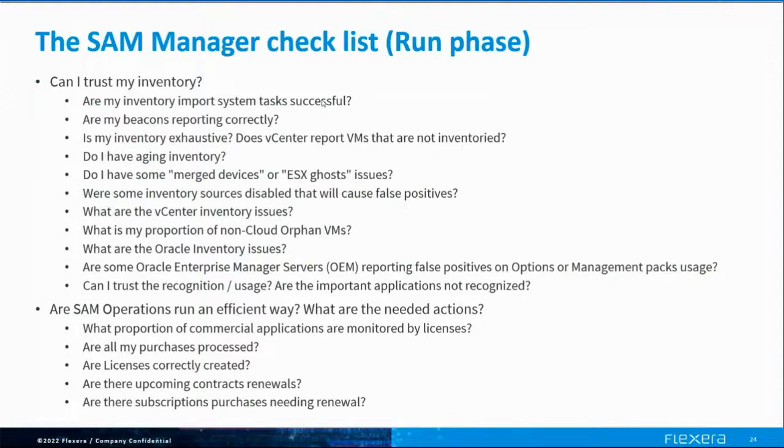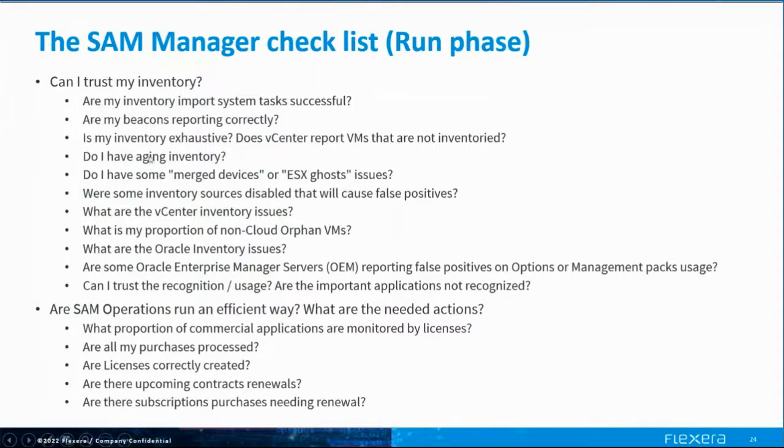Otherwise, your inventory data gets less up to date, and you have less trust in your data. Are my beacons reporting correctly? Are these agents, NDIs, coming correctly through the beacons, or is something blocked? Is my inventory exhaustive? Does vCenter report VMs that are not inventoried? Other big question. That's a big one.